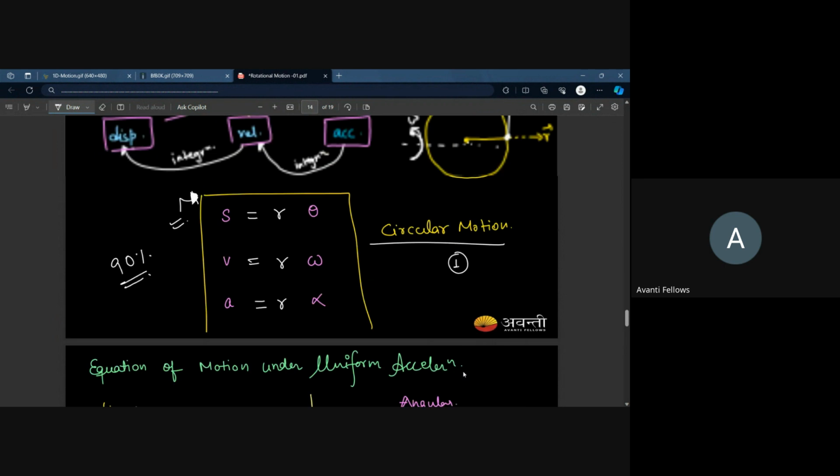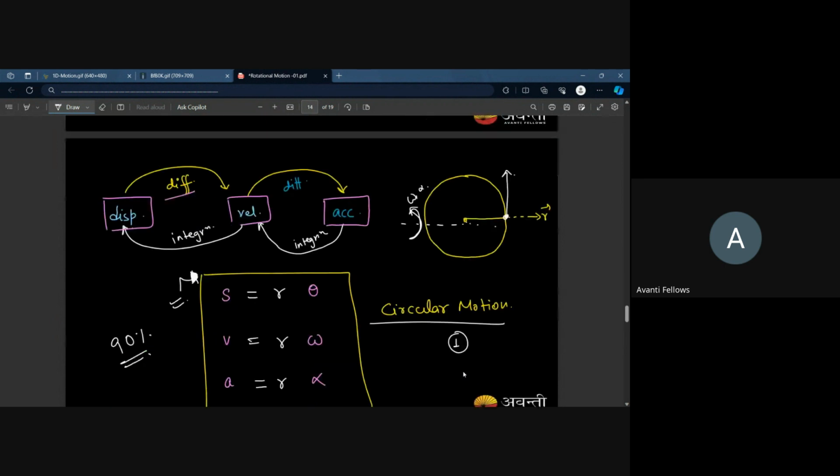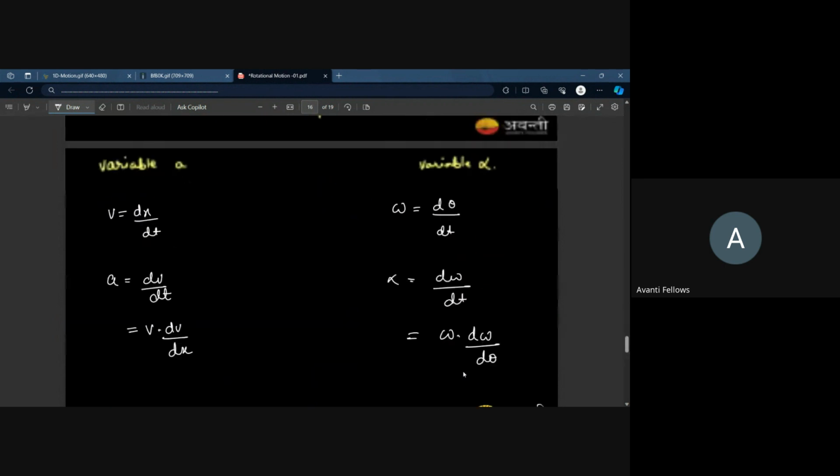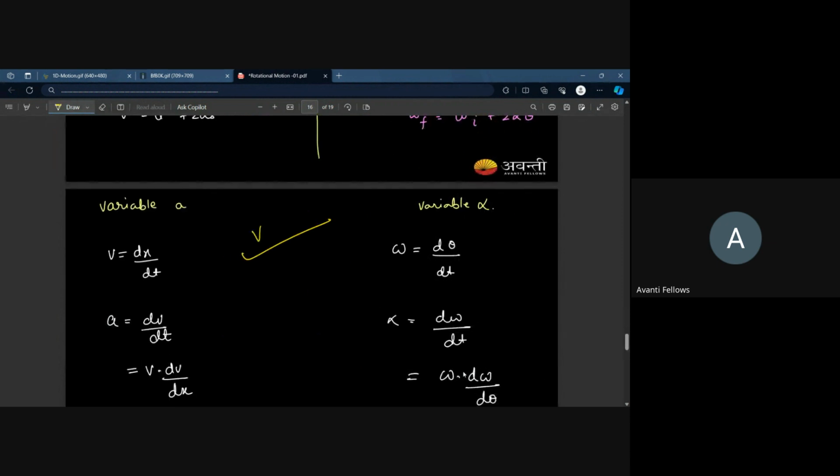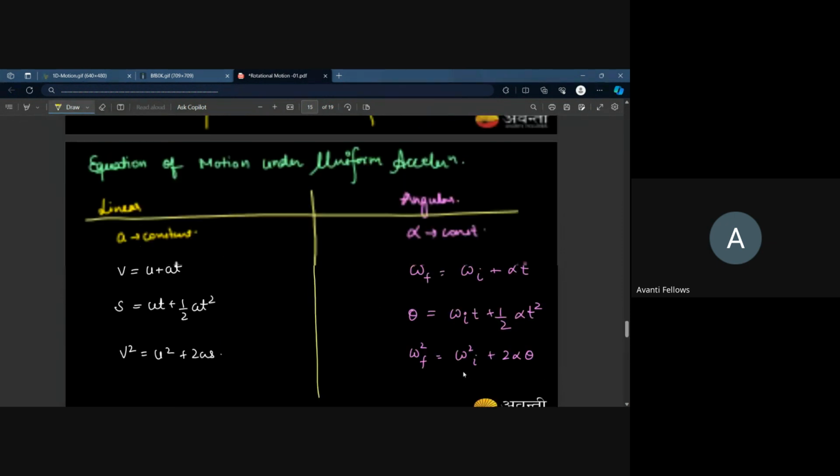Okay. See, these three slides and that one slide of analogy, these are very important for you. Mark it as an important one. These are important for you.